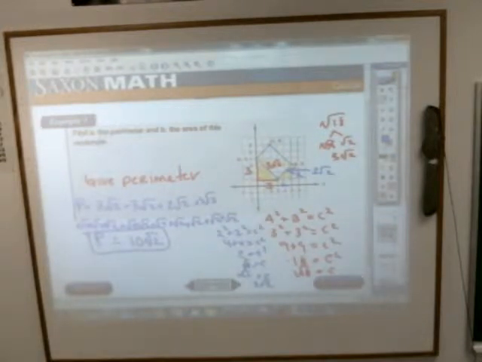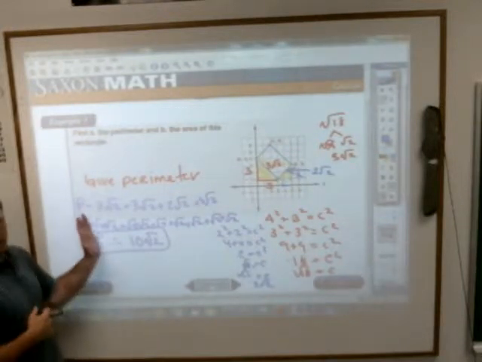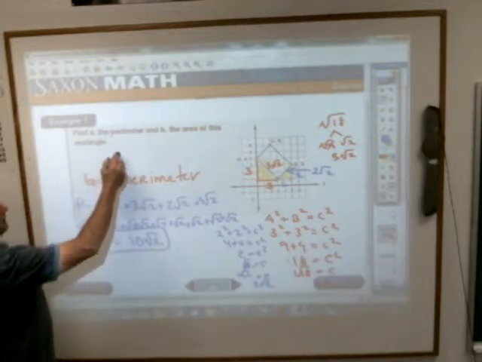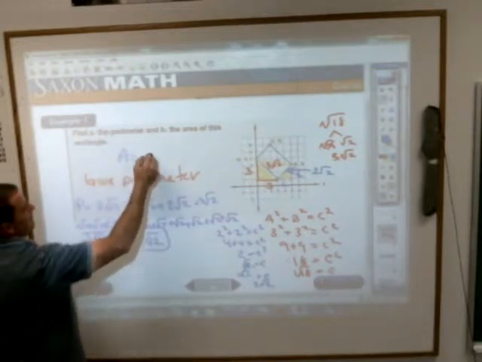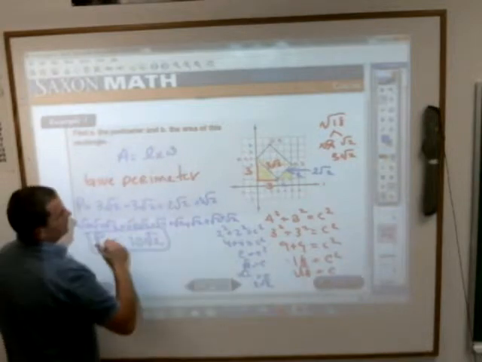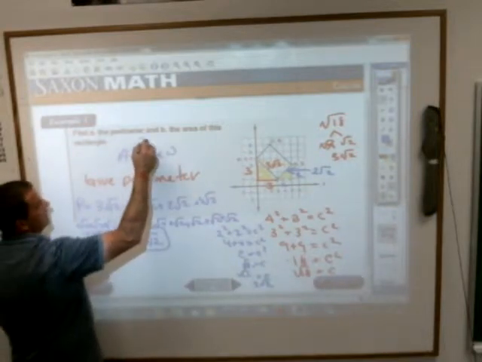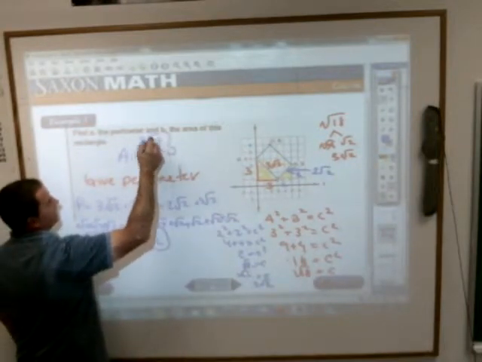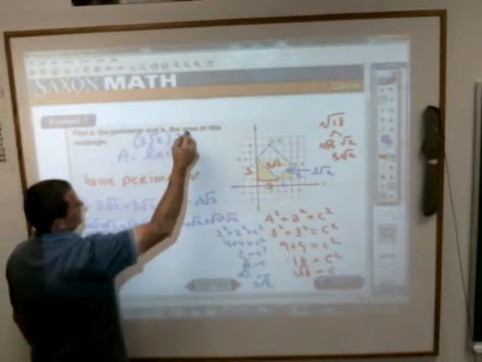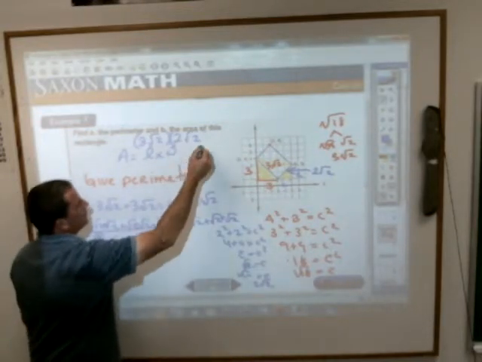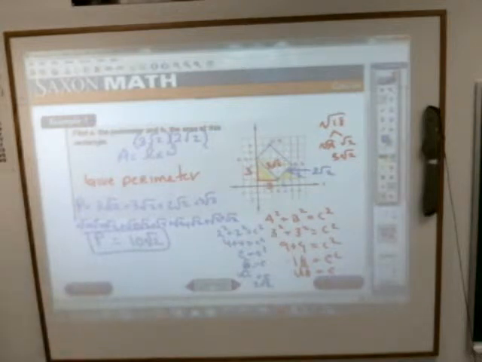Okay? Square roots of 2 don't change, you're just adding all those together. The area, on the other hand, is length times width. So there you're going to have 3 times the square root of 2 times 2 times the square root of 2. Somebody want to walk me through what's going to happen on that?